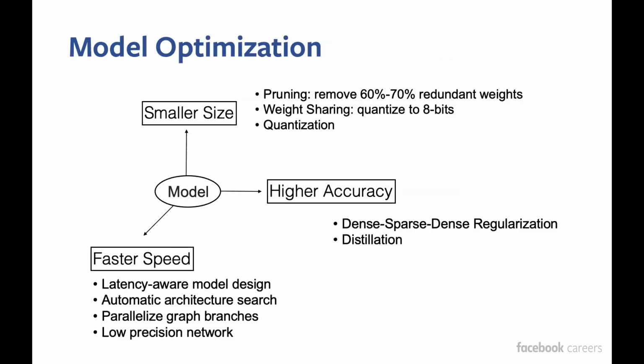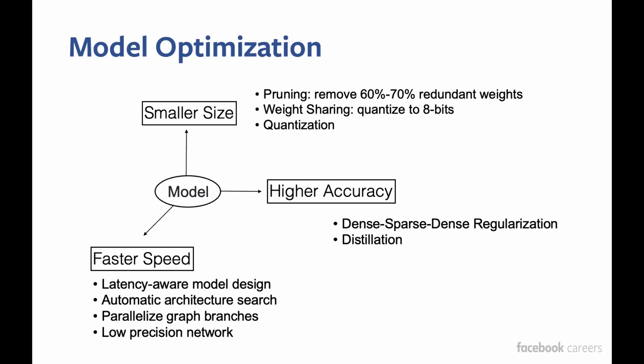So to recap a little bit, to do model adaptation, there are different goals that you would look into. If you want a smaller size, a simple approach is to do pruning. You could typically remove 60 to 70% of the redundant weights. If you use weight sharing, you cluster weights and use this representation, you can actually reduce the representation even further. You can even do more quantization to reduce it to even fewer bits.